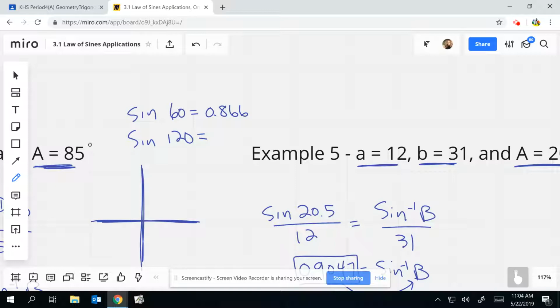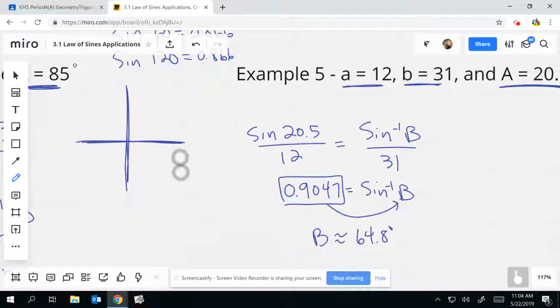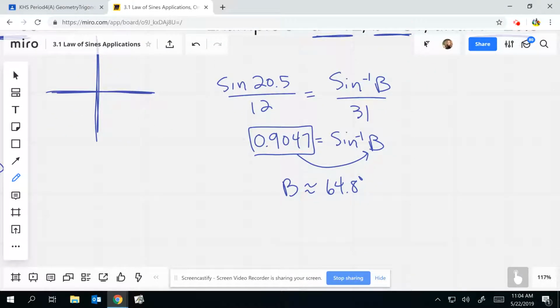Okay, so sine 120. Different angle, right? One's 60, one's 120. When I hit equals, I get 0.866 again. Both of these angles have the same sine value. So that's what I was trying to show you down here. Not only does this 64.8 degrees have 0.9047, but there's another angle that has 0.9047. And it's your reflex angle.